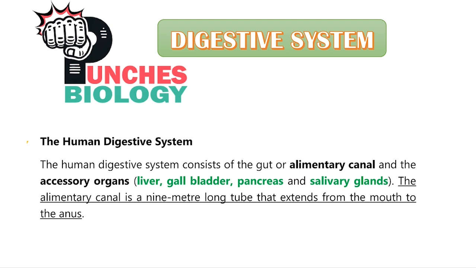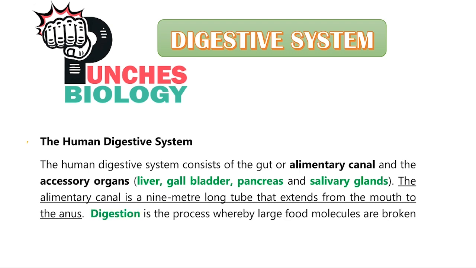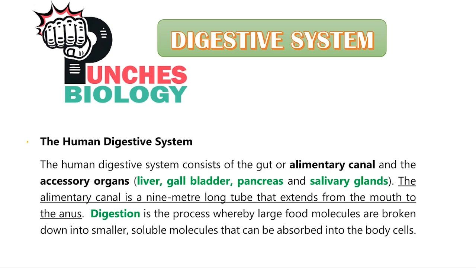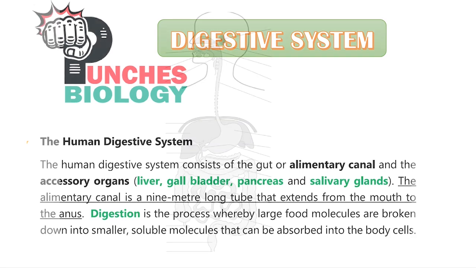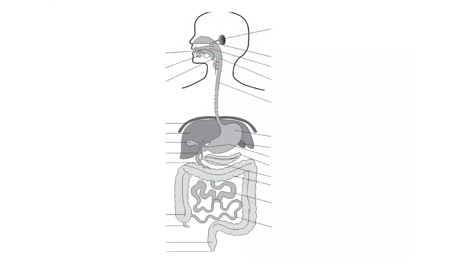Digestion is the process where large insoluble food molecules are broken down into smaller soluble molecules that can be absorbed by the body cells. Using the diagram, take some time to study and master the organs of the digestive system and any other structures involved.